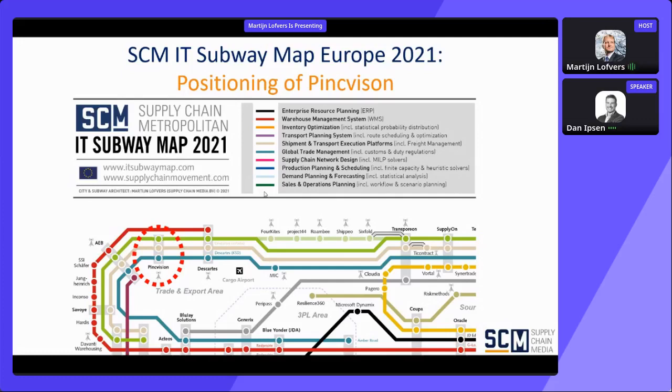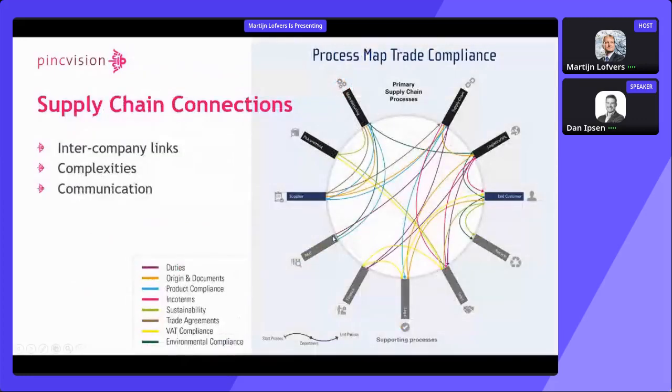So let's move over. Together with Supply Chain Media, Pincvision has created a process map of trade compliance. Dan, can you explain a bit more about that? Yeah. So the illustration that we see here is the process map for trade compliance. The outside of the circle shows the stakeholders in the supply chain in an average organization. Each line within the circle, based on the color diagram in the left corner, covers all the processes involved in the trade compliance process within the organizations. So from duties, the Incoterms, VAT compliance and environmental compliance, along with the rest there.